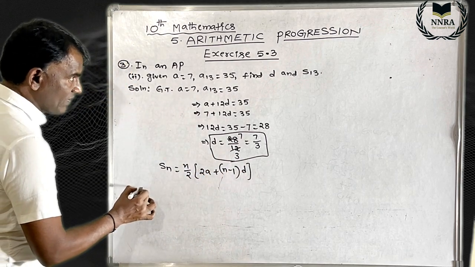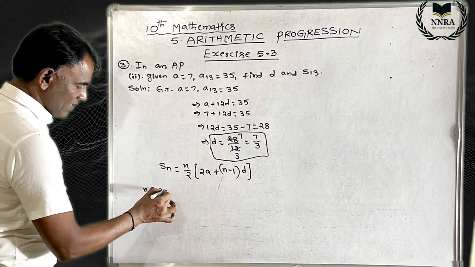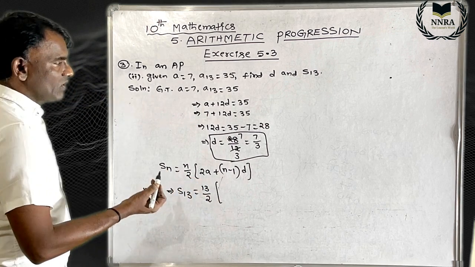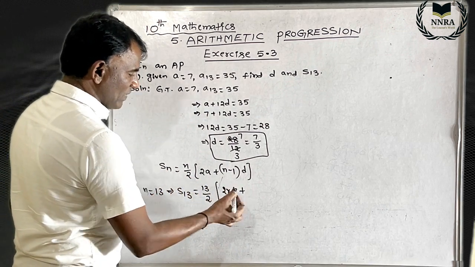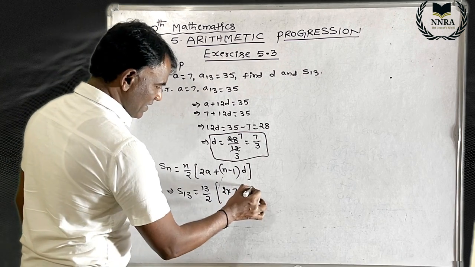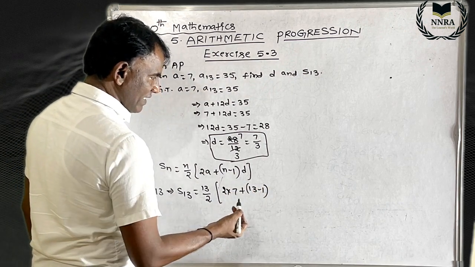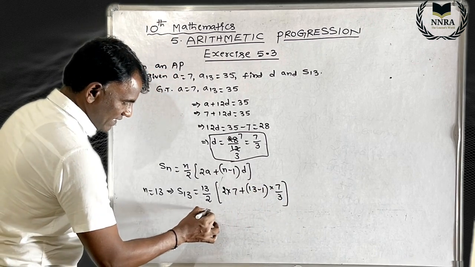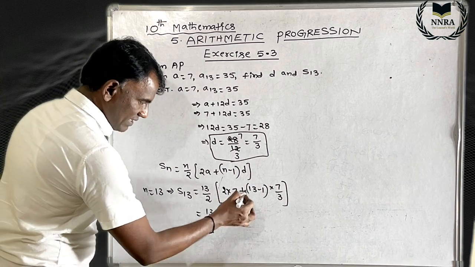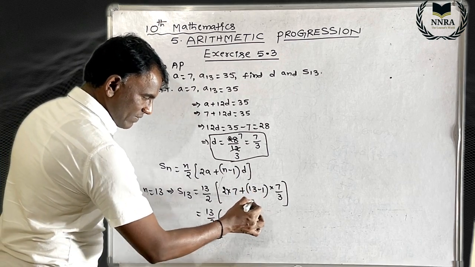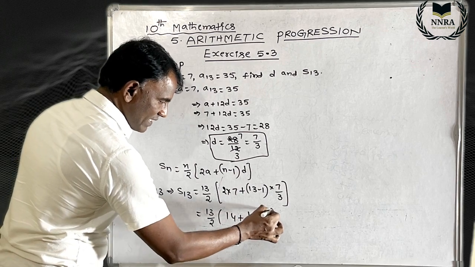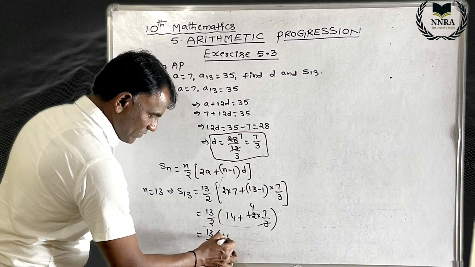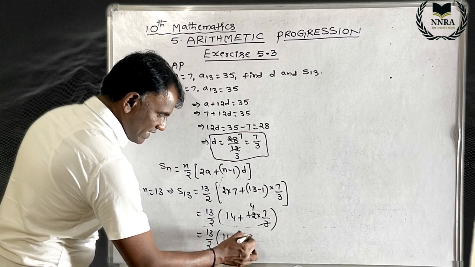Now what is the value of n? n equal to 13, right? Then S13 equal to 13 by 2 into 2A, 2 into 7 plus n minus 1. n is 13, so 13 minus 1 into D. What is the value of D? D is 7 by 3. Now it is 13 by 2 and 14. How much is 13 minus 1? 12 into 7 by 3. So 4 times cancelled. That is 13 divided by 2 into 14. Then 4 into 7 is 28.